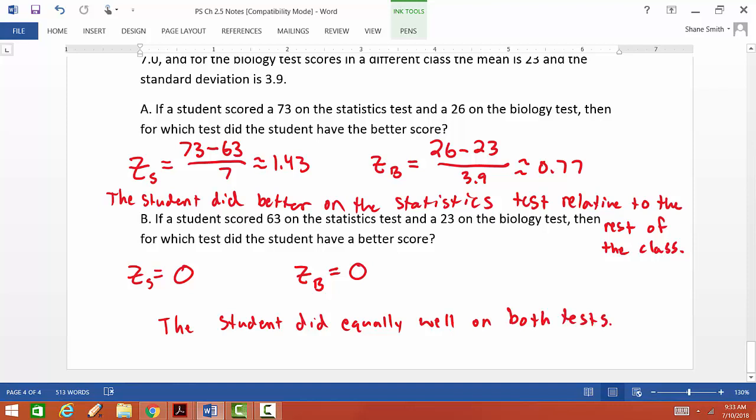All right, and that's section 2.5, which wraps up all of the chapter 2 contents.